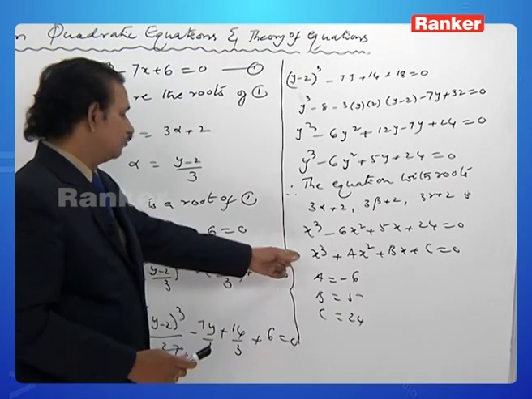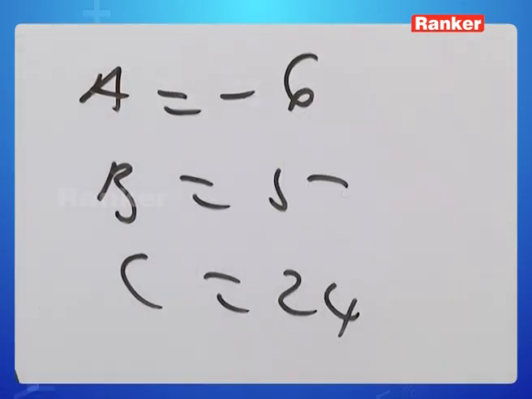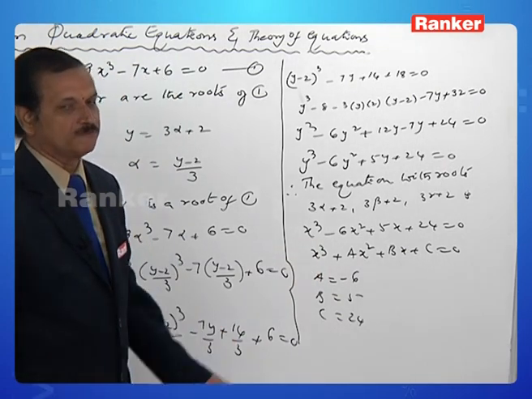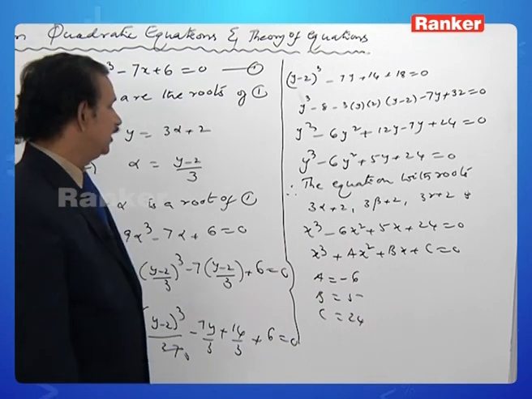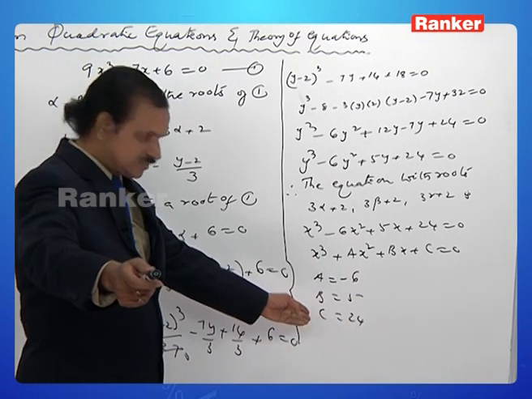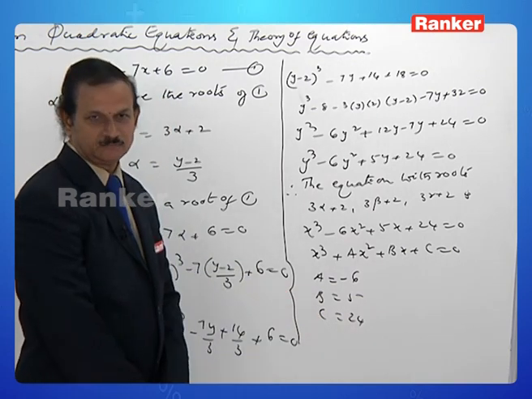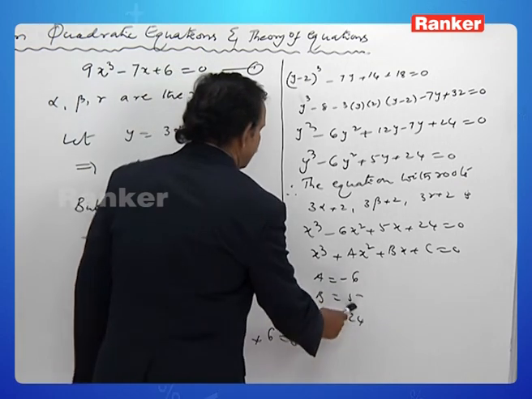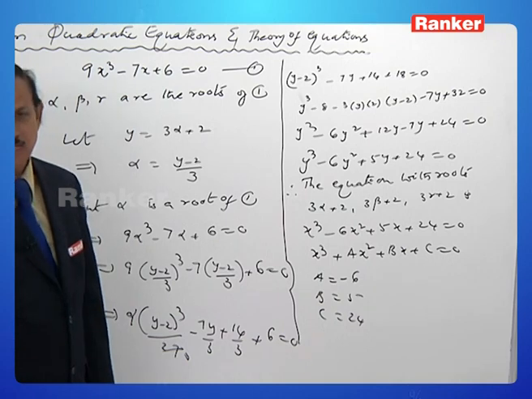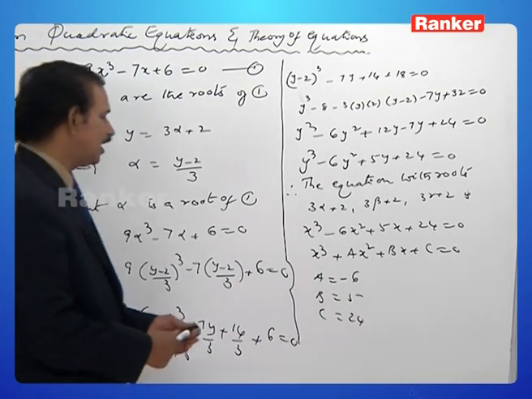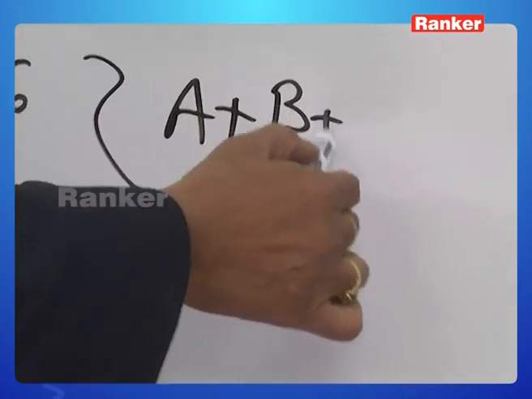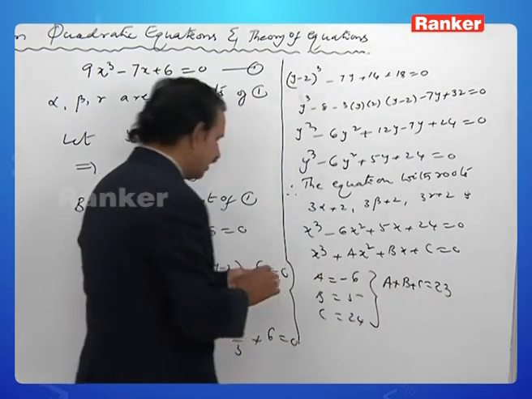A is minus 6, so the first option is wrong. B is equal to 5 we have got, there b is equal to minus 5 is given, therefore the second option is also wrong. In the third option, option C, c is equal to 24, we have got the same answer, option C is right. One more thing, a plus b plus c, what is that? 24 plus 5 is 29, 29 minus 6 is 23, therefore a plus b plus c is equal to 23 is also correct.